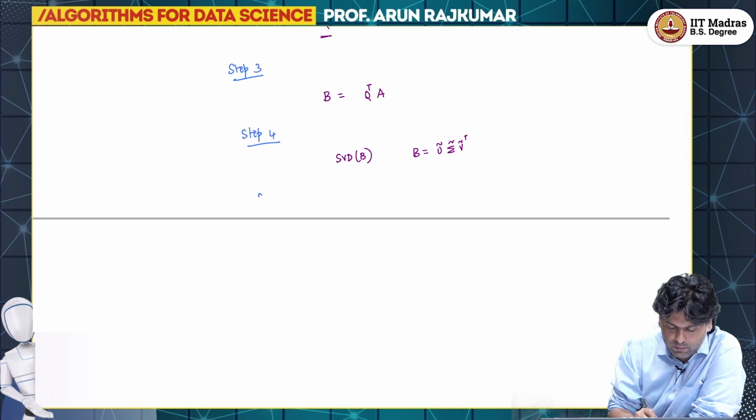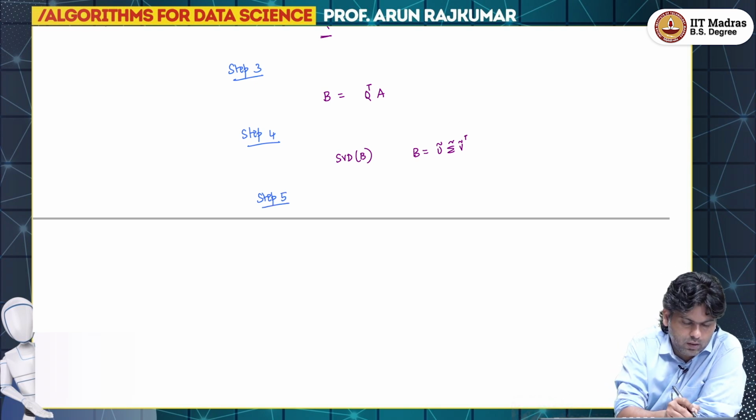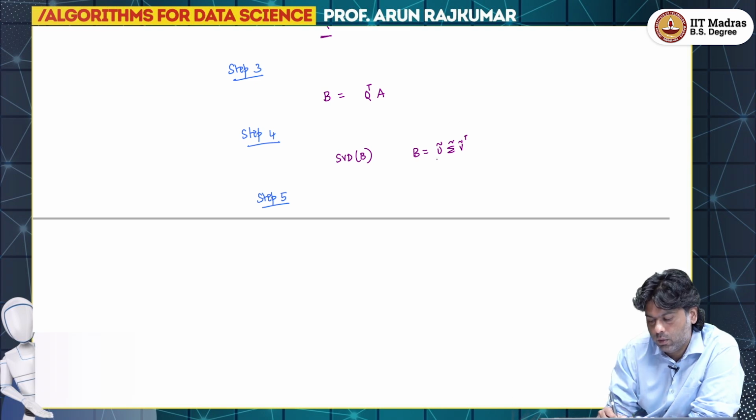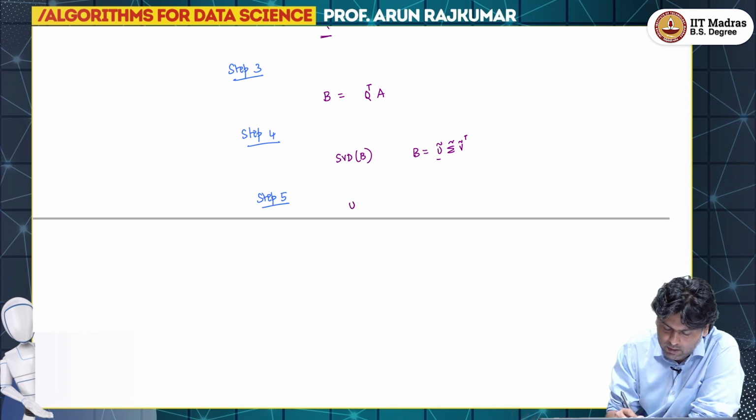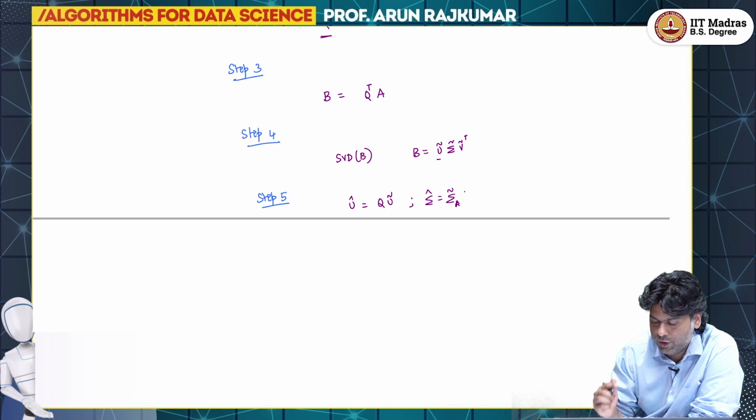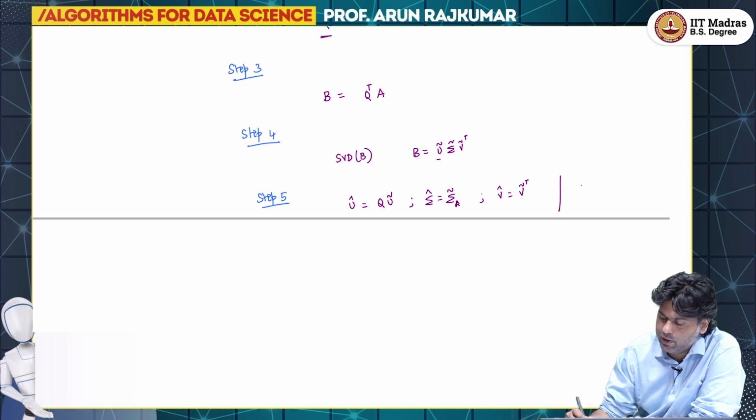And step 5, of course, is that I need to pull back U tilde to the original U, which means that I will set U hat as Q times U tilde and sigma hat as sigma tilde, of course up to the kth position, that is all we care about, and V hat as V tilde, right. And once I do this, my approximation itself, A hat, is just U hat sigma hat V hat transpose.